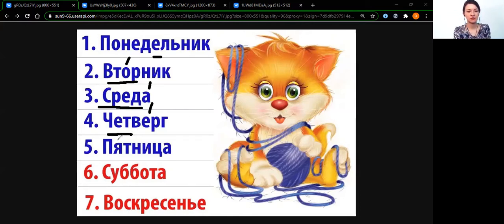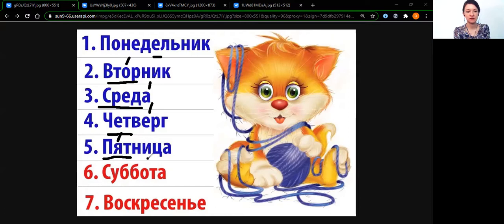Next one. Пятница. Accent on first ya. Again, easy to remember. You just need to think about the number 5. Пять in Russian. Пятница. The same root. Пять. Okay. Next one. Суббота.